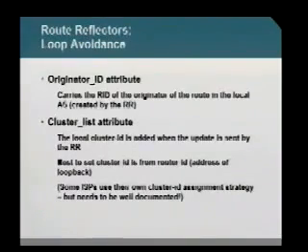The two new attributes that have been introduced: there's the originator ID, and that is the router ID of the originator of the route into the local autonomous system. So the route reflector will set that attribute. And there's a cluster list attribute, which is a little bit like the AS path, but it lists the route reflectors that the prefix has passed through. So if you have multiple route reflectors in your network, you'll see a list of the route reflectors that the prefix announcement has gone through.